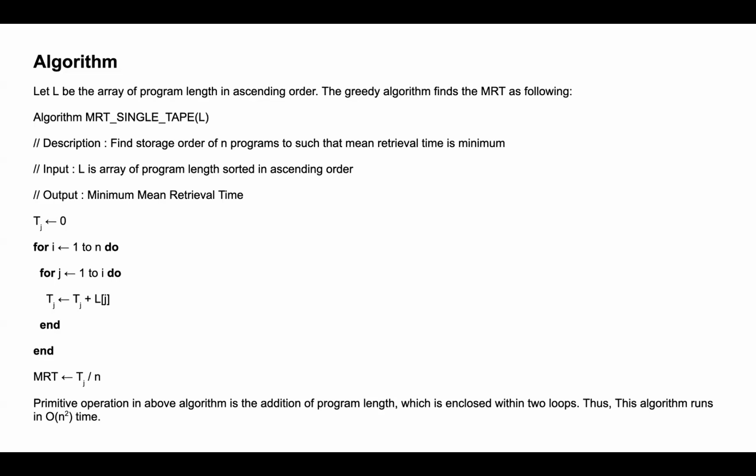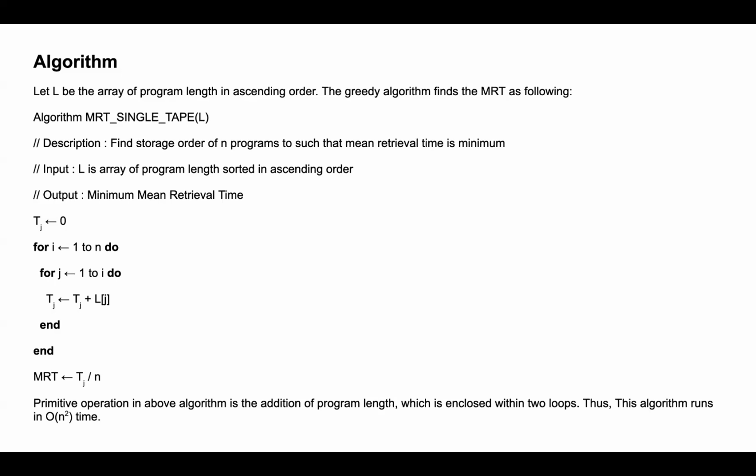L of J means the length of that job which we are considering. So TJ is assigned as TJ plus L of J, and here it is the end of both the for loops. And the mean retrieval time is TJ divided by n, which will give us the minimum time.